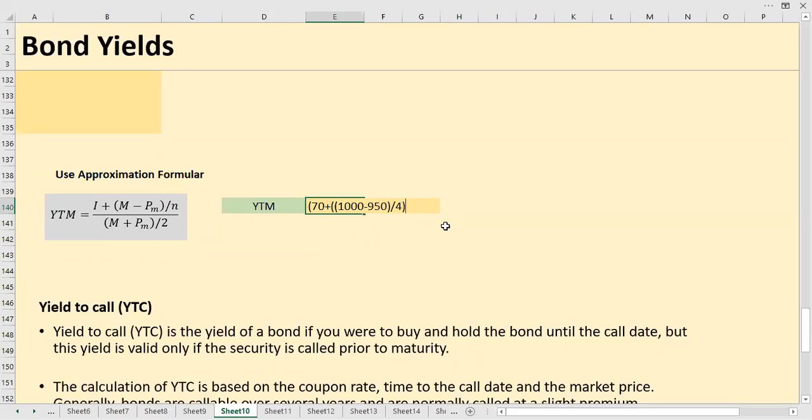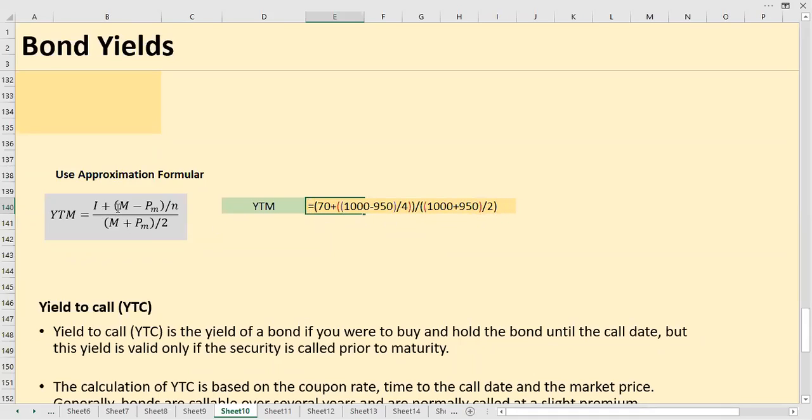So altogether we have the first part. Then I am going to divide it by the M value, that is the face value 1000, plus the market price 950, divided by 2. So let me put the equal mark here. This is how you get your answer.